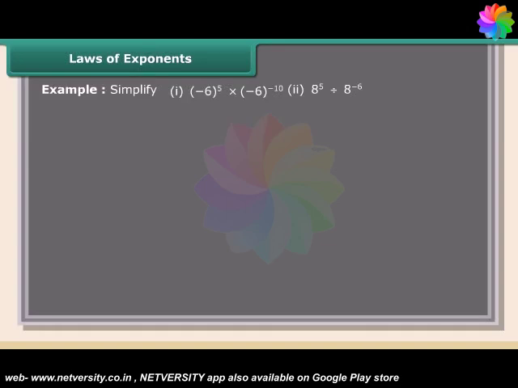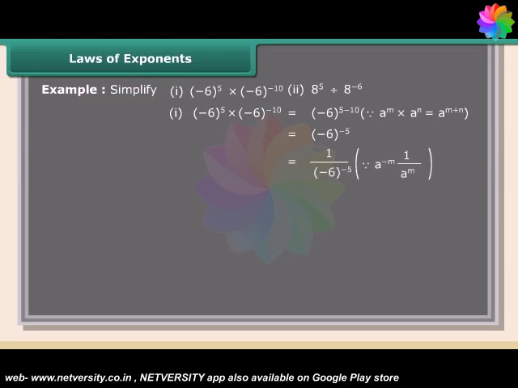Example: simplify (-6)^5 into (-6)^(-10), and 8^5 divided by 8^(-6). Solution: (-6)^5 into (-6)^(-10) is equal to (-6)^(5-10), since a^m into a^n is equal to a^(m+n), which is equal to (-6)^(-5), which is equal to 1 upon (-6)^5, since a^(-m) is equal to 1 upon a^m. So (-6)^5 into (-6)^(-10) is equal to 1 upon (-6)^5.